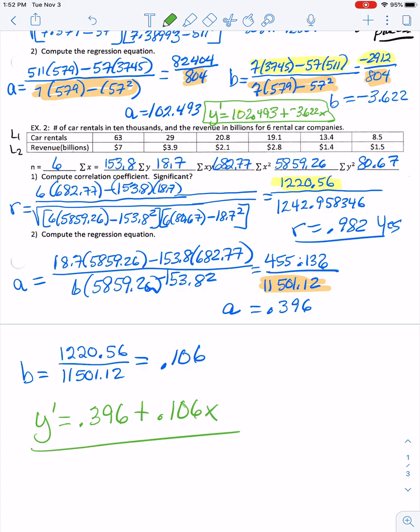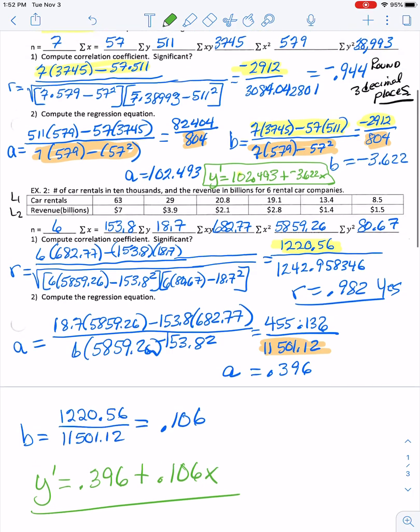So behind the scenes, Mr. Calculator knows how to handle all that stuff.